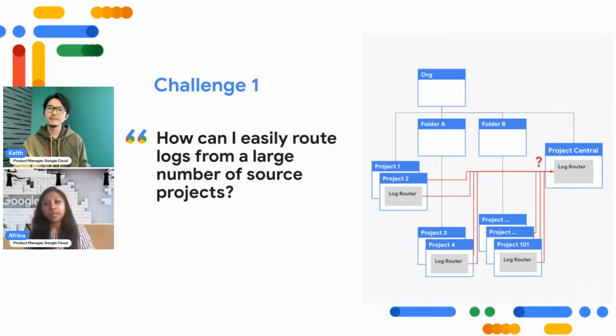Challenge number one. If you have thousands of projects and a 5 person SRE team, how can they route logs from multiple projects at the same time without causing human error? Of course, Terraform is an option, but we've seen teams make mistakes as well. So, to reiterate the question, now you have thousands of sub projects and you want to be able to route logs from all of them into one central destination without depending on n number of config files.